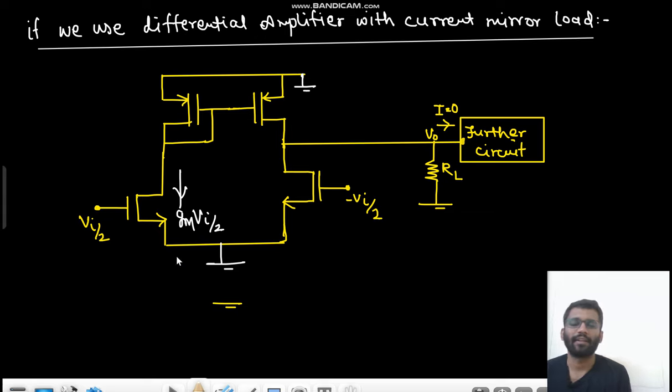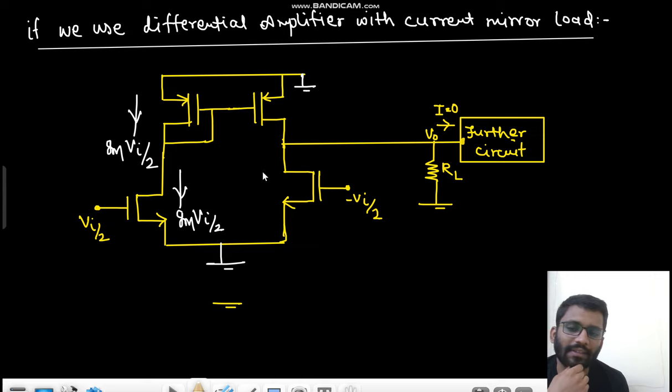This should be grounded. Here I have gm Vi by 2. Whatever current I have here, that same current will be flowing here, right? What is the current I am getting in this direction? Just see from this one: the VGS value is minus Vi by 2. So the current in this direction would be gm Vi by 2.